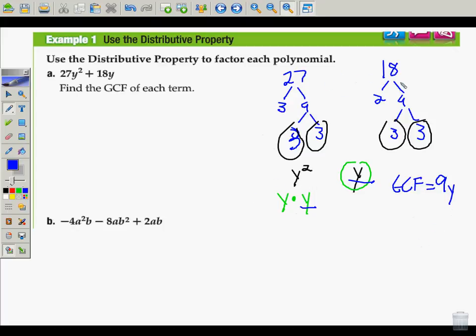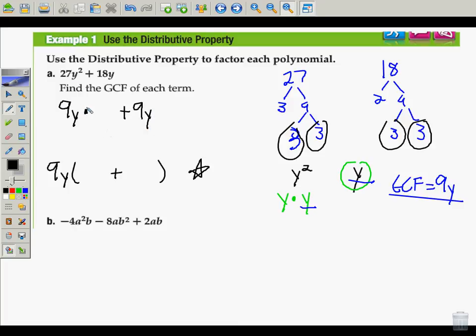So I've got 9y. Eventually, I want to factor out this 9y and see what's left inside the parentheses. And you can skip right to this step that I'm starring, but I'm going to show you an extra step that might make this make a little bit more sense. So I know each of these have a 9y in them. So now I have to think, 9y times what would give me 27y squared? Well, I know 9 times 3 would give me 27, and y times y would give me y squared.